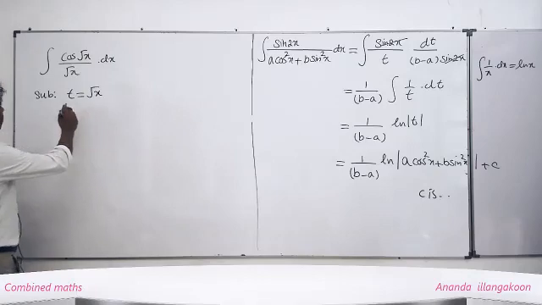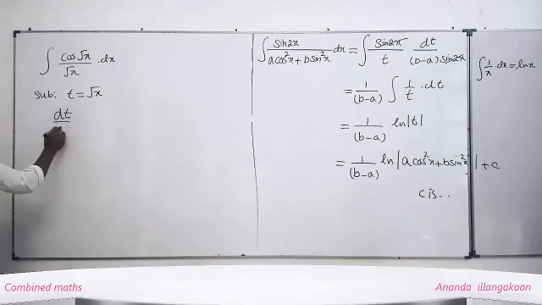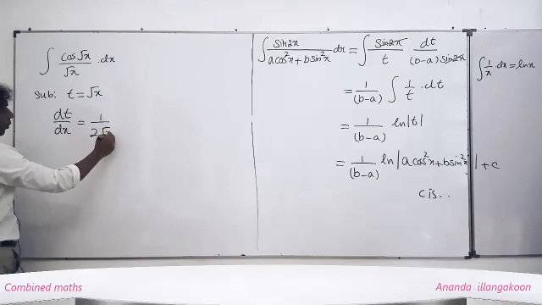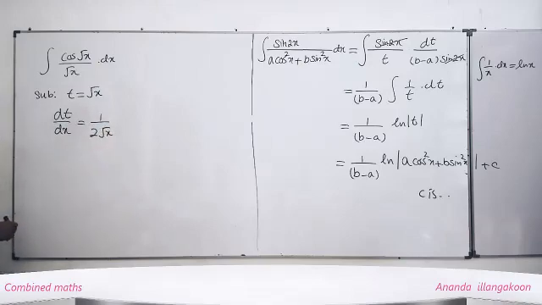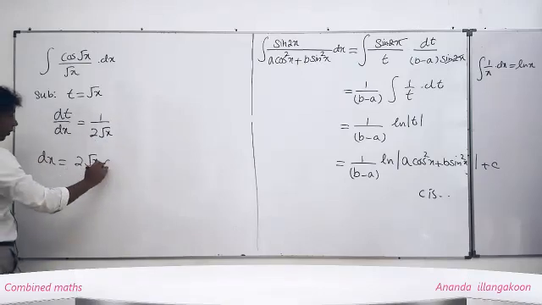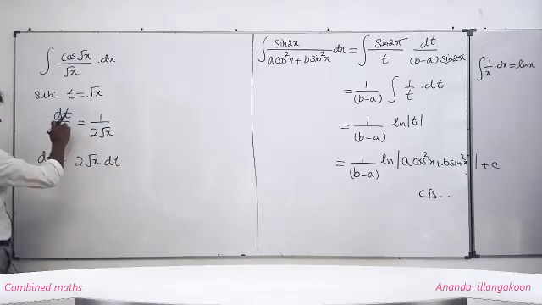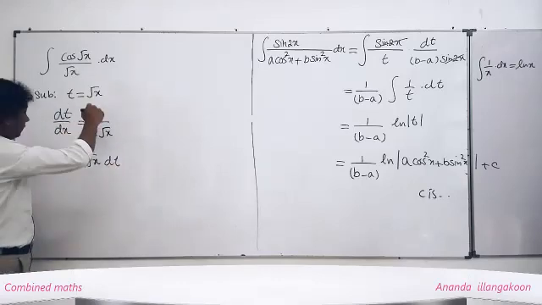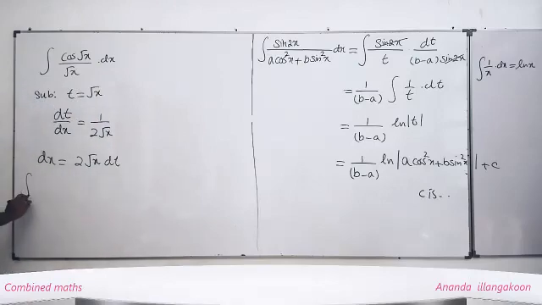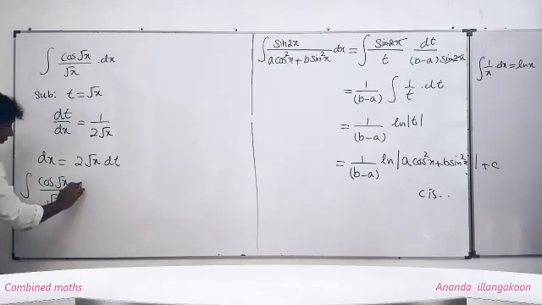Then we have to differentiate this: dt upon dx comes as 1 over 2 root x. By this, we can make dx the subject: dx equals 2 root x dt. We come to this: cos root x divided by root x dx.